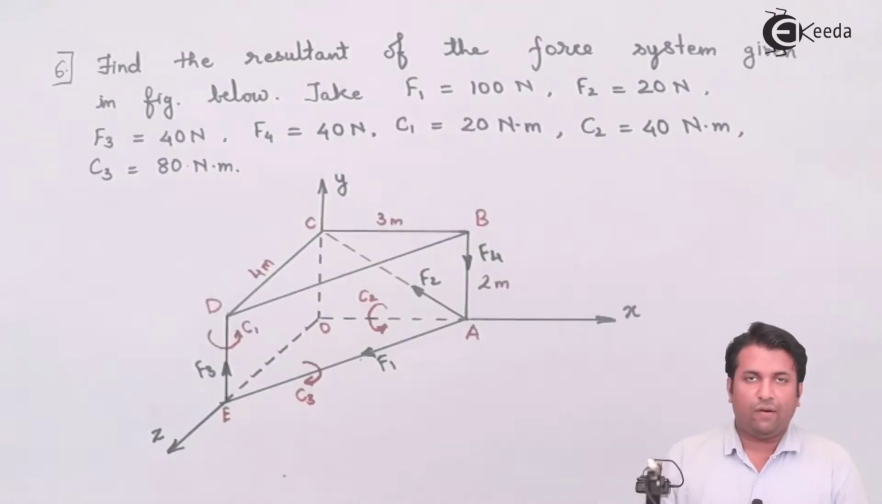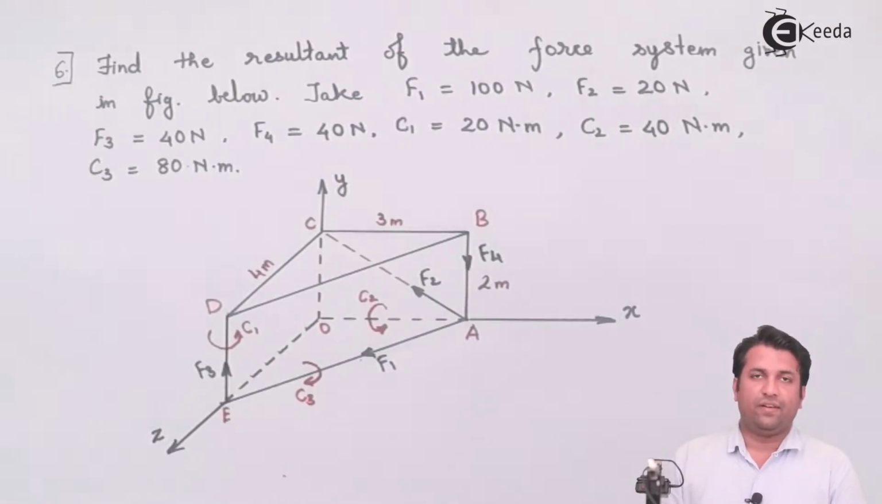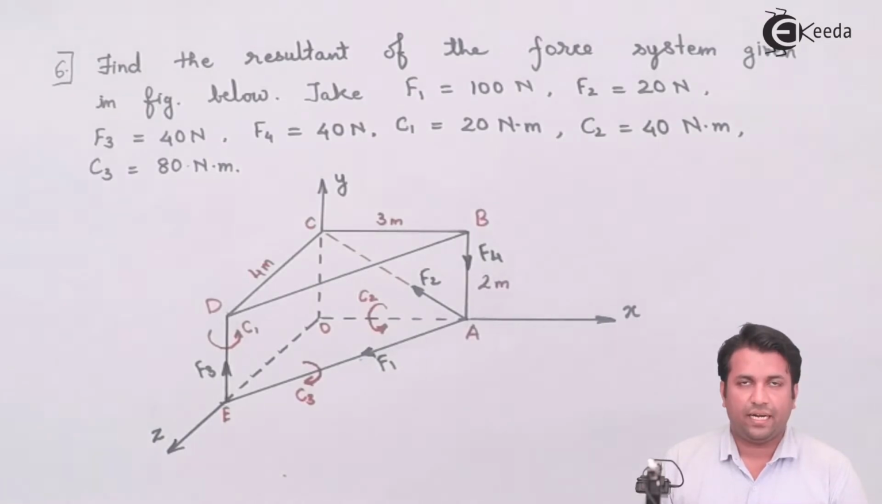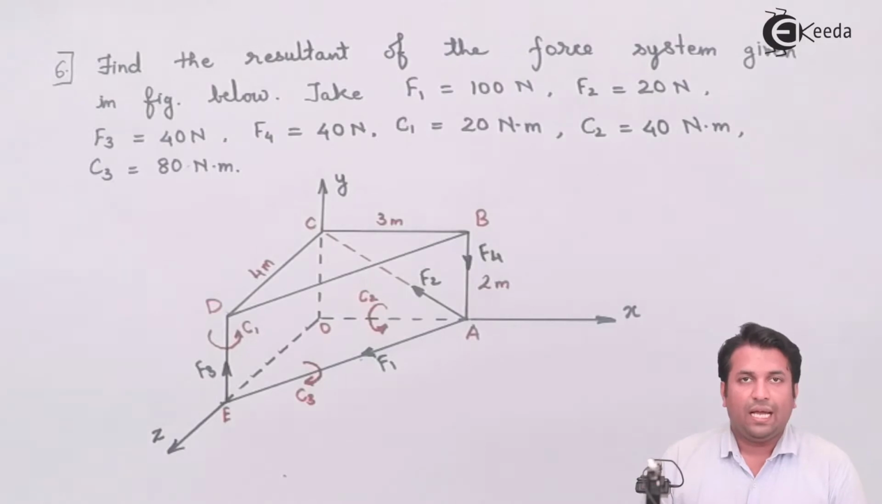I hope you have understood the concept behind finding the unit vector for the couples given. We just have to use the right hand rule. We curl the fingers along the direction of the couple and our thumb will follow the direction of the unit vector.